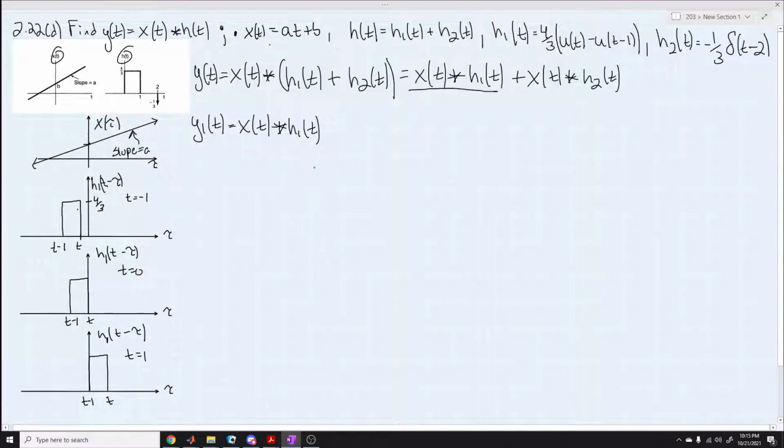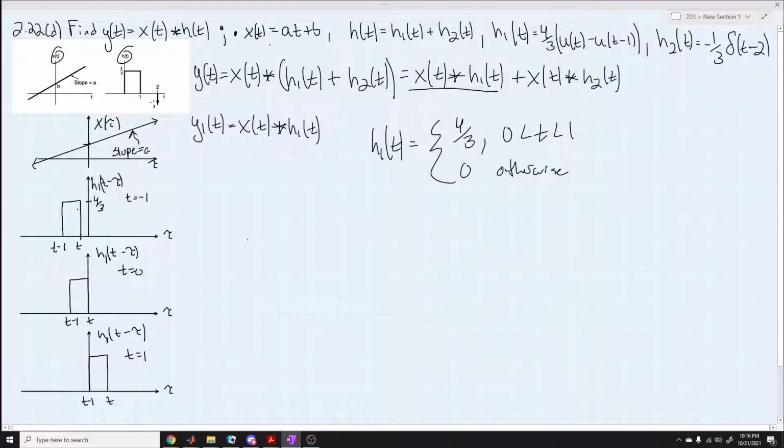So that means we could define h1 a different way too. We could write h1 of t is equal to 4/3 for t less than 1, and 0 otherwise. So that's if we want to define it as a piecewise function.